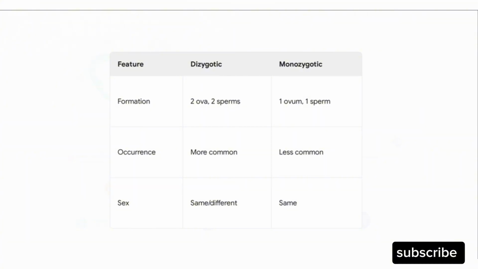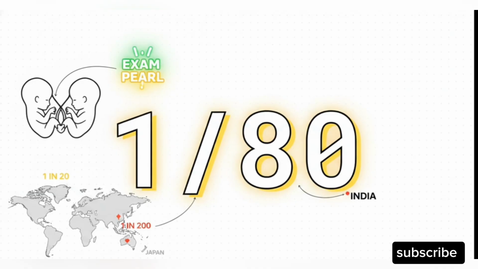Mark that down. Let's talk numbers, because exam में सीधा question आता है यहाँ से. Mark this. The incidence of twins in India is exactly 1 in 80. Just to give you a little global perspective, Nigeria has the highest incidence at 1 in 20, and Japan is way down there with the least at 1 in 200. But for your NEET PG exams, 1 in 80 is the magic number you need to remember.